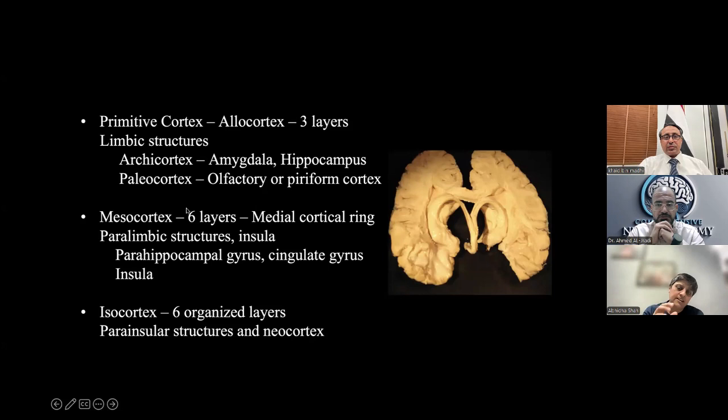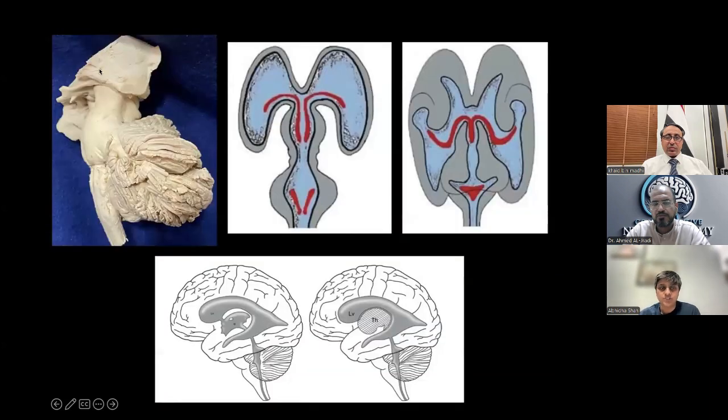Now, surrounding this 3-layered cortex, there developed a cortical ring that consisted of the parahippocampal gyrus, the cingulate gyrus, and the insula. This ring is the paralimbic structures, and it consists of 6 layers, but it is mesocortex. And around this developed the neocortex or the isocortex, where you have all the parainsular structures and the neocortex. So this is what I said. This is the brainstem. This is the thalamus, which is actually the head of the brainstem. And medial to this developed the hippocampus and the amygdala, and lateral here developed the olfactory cortex.